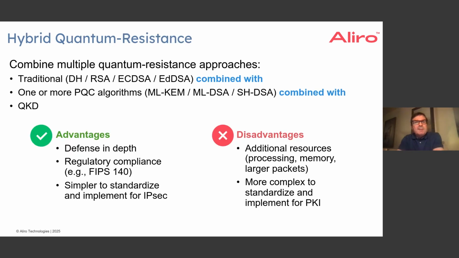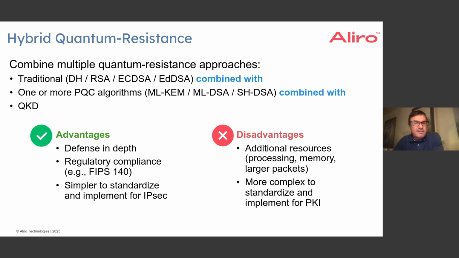Another important concept is the concept of hybrid quantum resistance, where we combine multiple crypto algorithms. For example, you could combine traditional Diffie-Hellman with one or more PQC algorithms such as ML-KEM, and then you could throw QKD into the mix as well. The main advantage of the hybrid approach is defense in depth. The security of the entire combined system is as strong as the strongest contributing security mechanism. In other words, an attacker would have to break each crypto algorithm individually to break the overall security of the entire system.